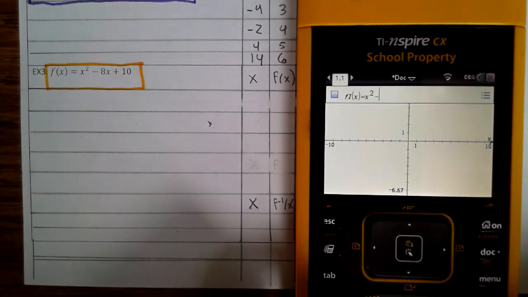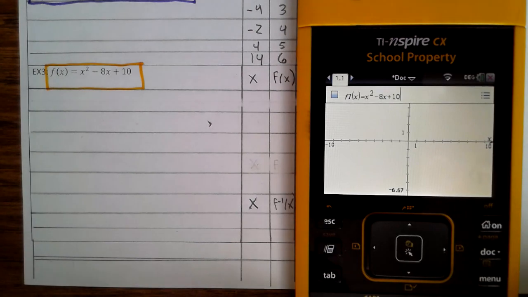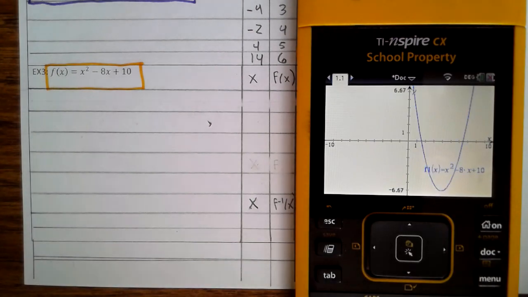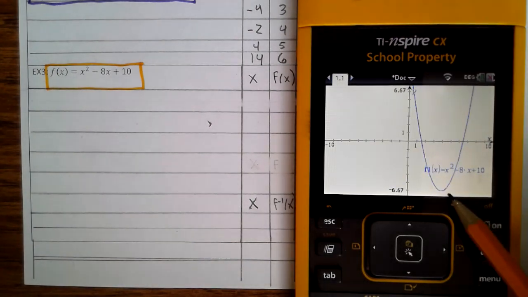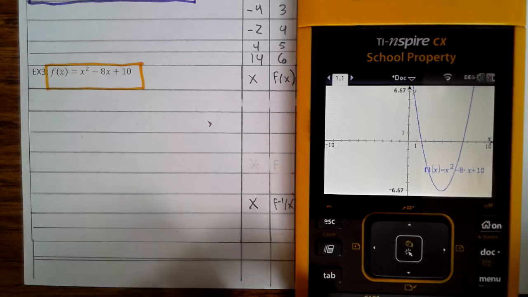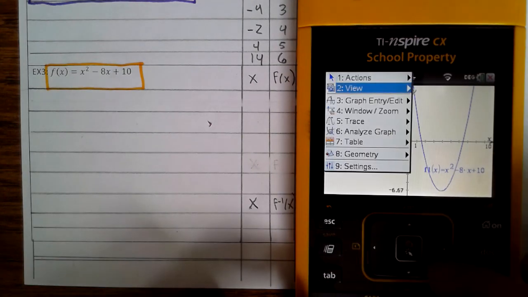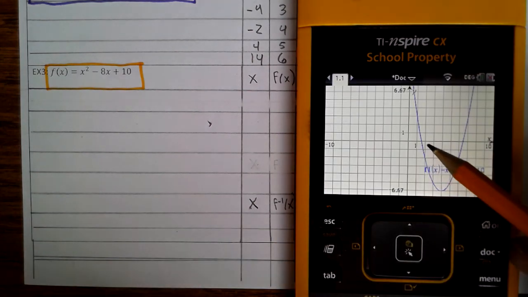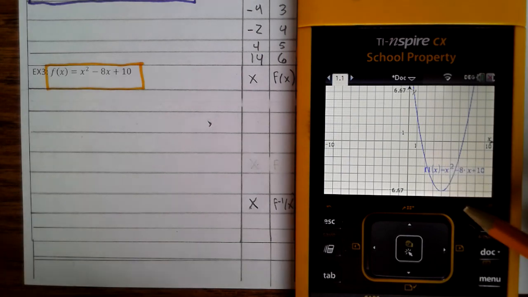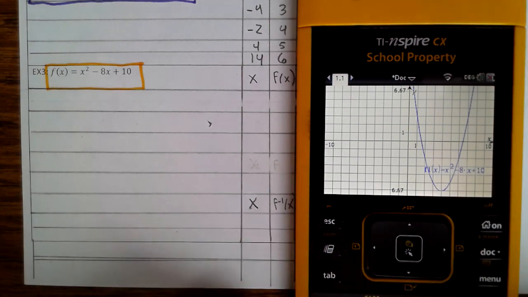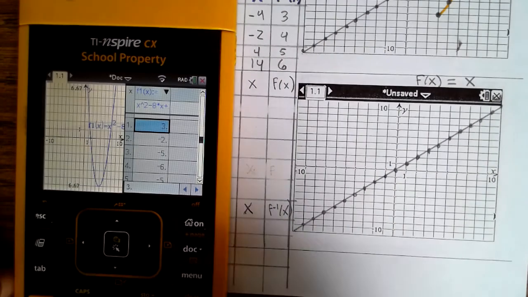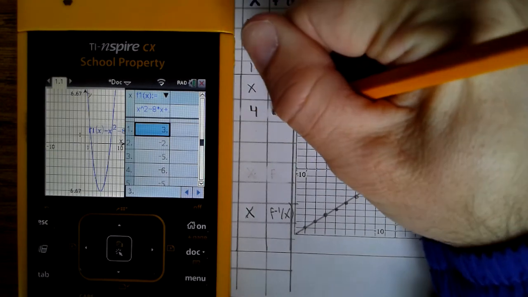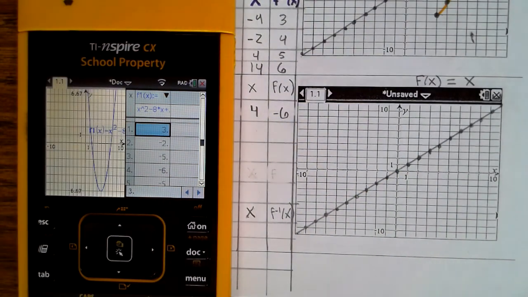Okay, so I'm going to do menu, view, grid, line grid. Let's find out what the vertex is. It looks like it's 4, negative 6. So we're going to start at 4, negative 6 and go to the right. Okay, so Control T. All right, so our first point is 4, negative 6. Okay, so let's start there.